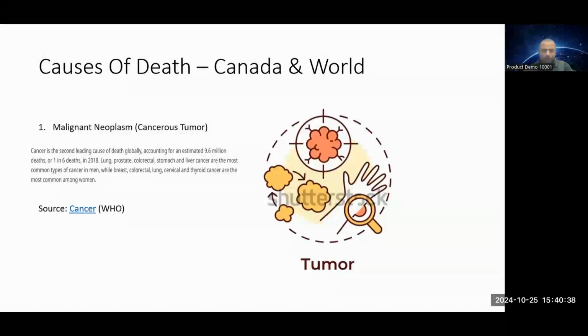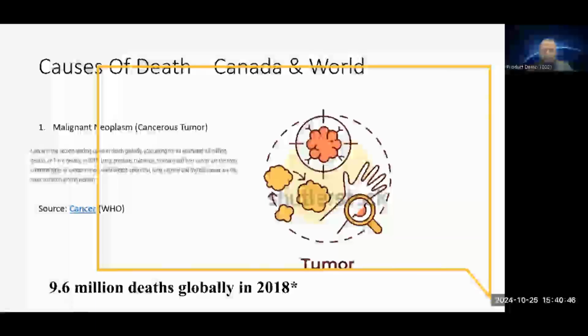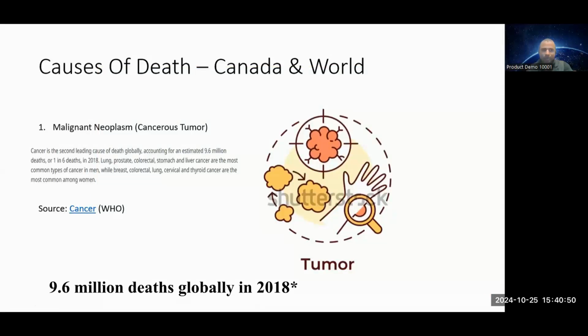Some of the causes of death or mortality: one is malignant neoplasm. That tops the list for Canada, which is a cancerous tumor. It's also the second leading cause of death globally, with 9.6 million casualties every year.